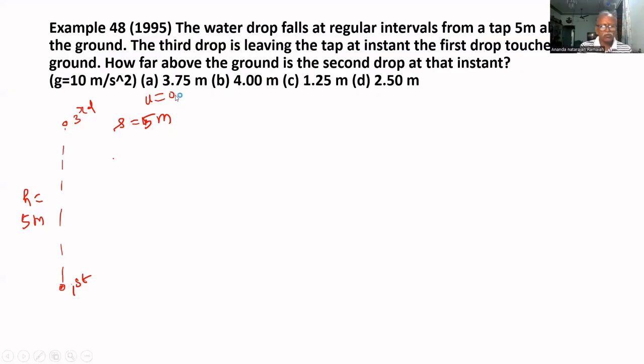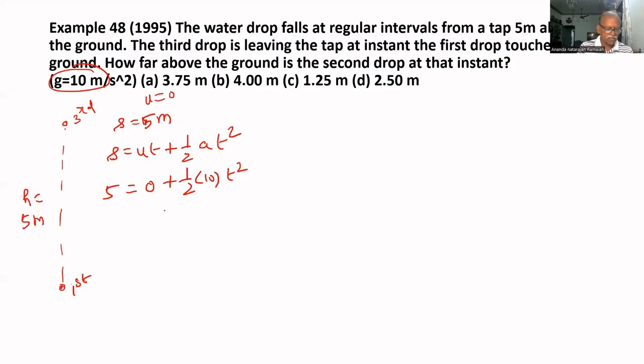So how long will it take? We know that S equals ut plus half a t square. a equals 10, it is given. It is falling, that's why it is positive. u equals 0 and S equals 5. So 5 equals 0 plus 1 by 2 times 10 times t square. How long will it take to reach the ground? That we will see.